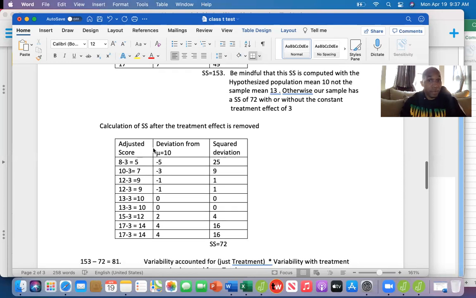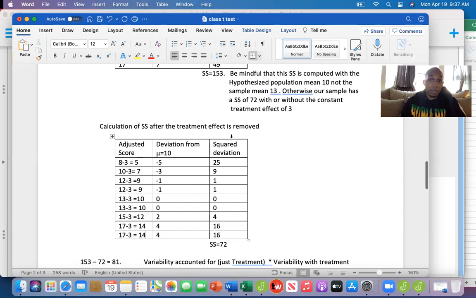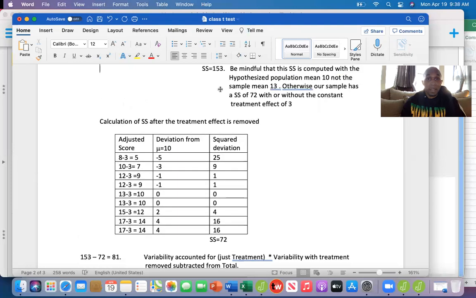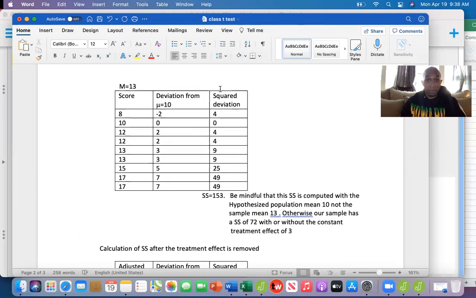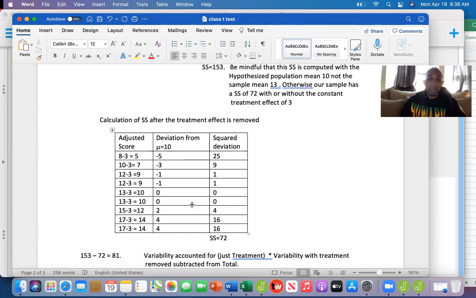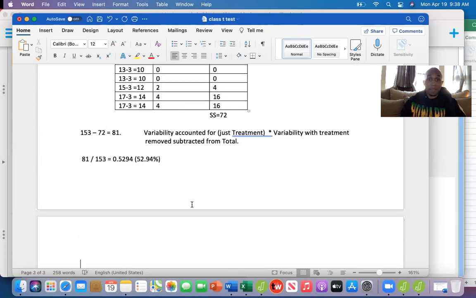Okay, and of course, all of these deviations from the population mean are going to be squared. And then we have 72. So now what are we looking at? We're looking at the sum of squares, which would be our total, which would be 153. We're considering all the scores in their totality with the treatment included, and then we subtract the population mean from those. That gives us 153. And then we remove the treatment effect, which is that difference of 3. And now we have 72.